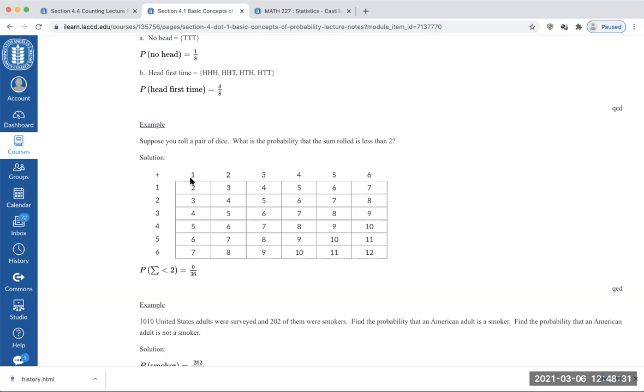So how many have a sum less than 2? None out of the 36 numbers here. So 0 out of 36.